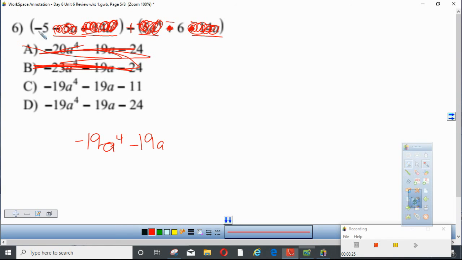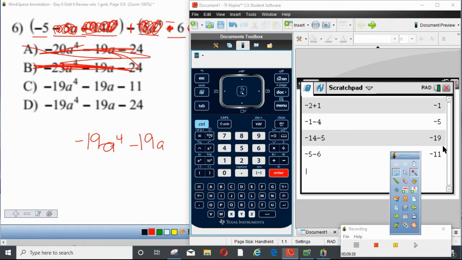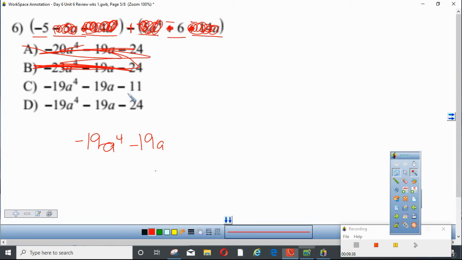All right, so what doesn't have letters? The negative 5 and the negative 6. So negative 5 minus 6, so negative 5 minus 6 would be negative 11. Move that out of the way a little bit. Negative 11. And so you can see right here, the one that has negative 11 would be C.